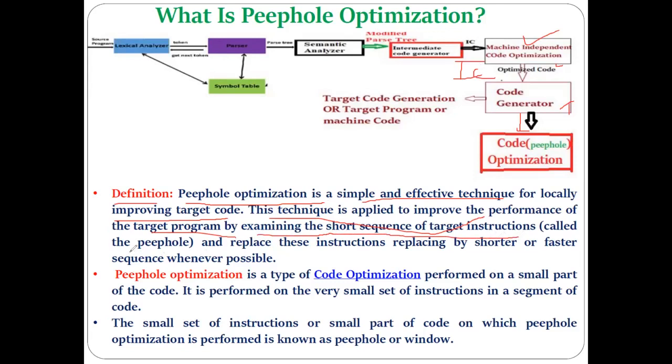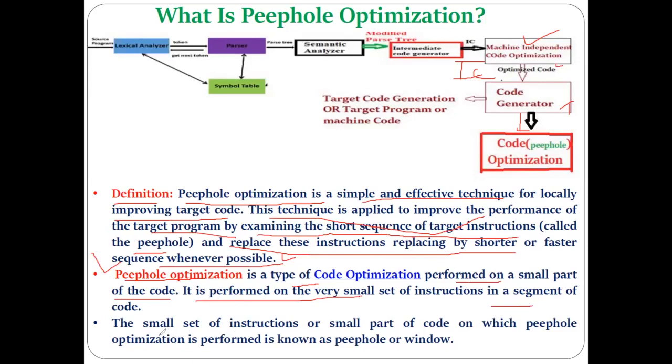So from that short sequence of target instructions, the name is given as peephole, and we replace this instruction by a shorter or faster sequence whenever possible. Understood? So that is nothing but the peephole optimization. Peephole optimization is a type of code optimization performed on a small part of the code. That is the reason this name is given as peephole, and it is performed on a very small set of instructions in a segment of code.